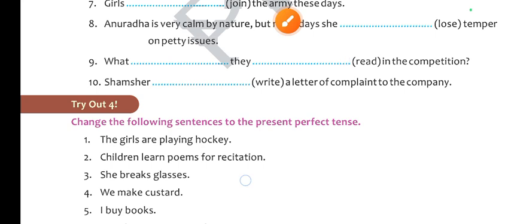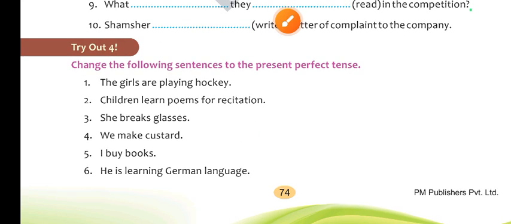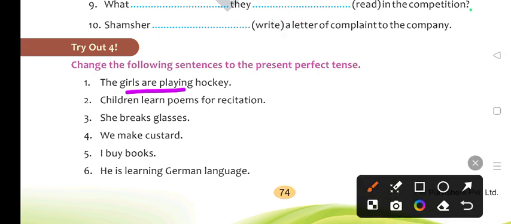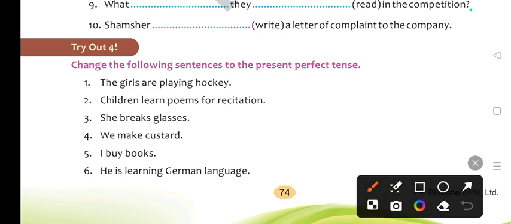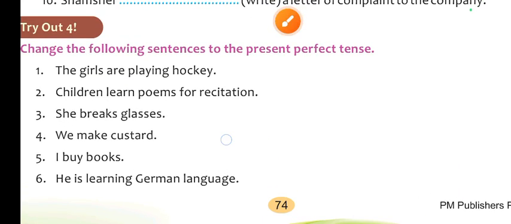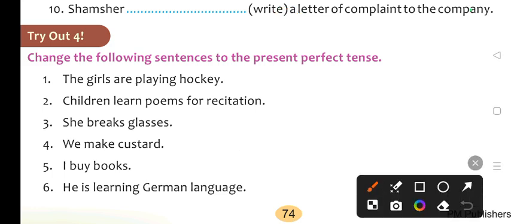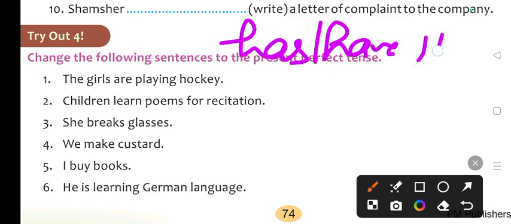Okay. Next, try out 4. Change the following sentences to the present perfect tense. So the sentences are given in present continuous tense because the verb with the ing form is given. We need to change it into present perfect tense. So what is the helping verb of present perfect tense? I'm just writing over here so that you could easily understand. That is has or have according to the subject, and the verb's third form. Okay, so let's try to understand. This is verb third form.